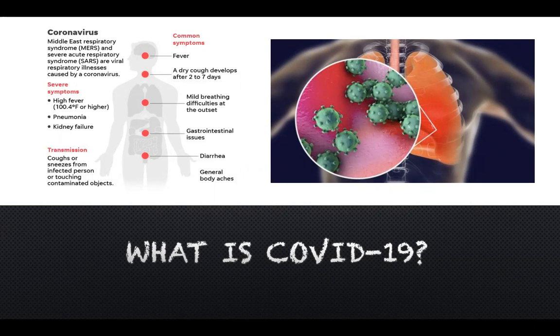Before moving on to how the US has responded to the disaster, we should probably understand exactly what coronavirus is and where it comes from. So, coronavirus is a respiratory illness. Some common symptoms include fever, dry cough, mild breathing difficulties, GI issues, diarrhea, and just an overall general fatigue and general body aches. Coronavirus can be transmitted through droplets, so coughing or sneezing, and then touching contaminated objects, or coughing on someone else. All of those ways coronavirus can spread.